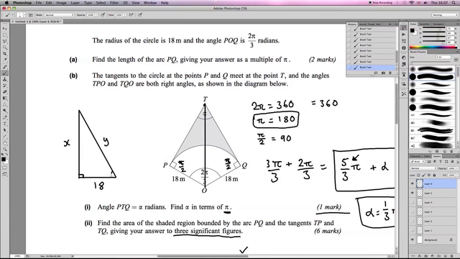What I do have though is this angle here, which is half of this. So half of that is just going to be pi over 3. And I also have this angle here, which is half of alpha. And alpha is pi over 3, so this is half of that, pi over 6. Just for the sake of argument, I'm going to use pi over 2 here as well.